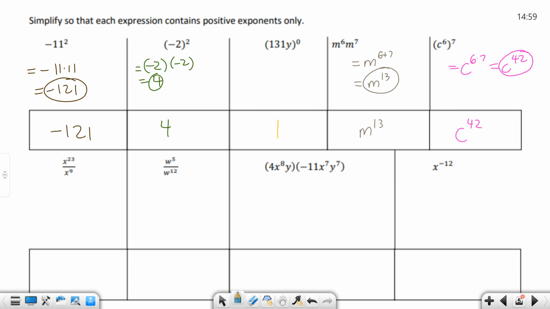And then the next one, first one on the next row, we have X to the 23rd over X to the 9th. We're dividing like bases, so we take those 2 powers and we subtract them. So we have X to the 23 minus 9. And I'm going to put that in the numerator, because the bigger power is up top, right? There's not going to be anything left over in my denominator. 9 of these get rid of 9 of these, and 23 minus 9 is 14. So this is just X to the 14th power.